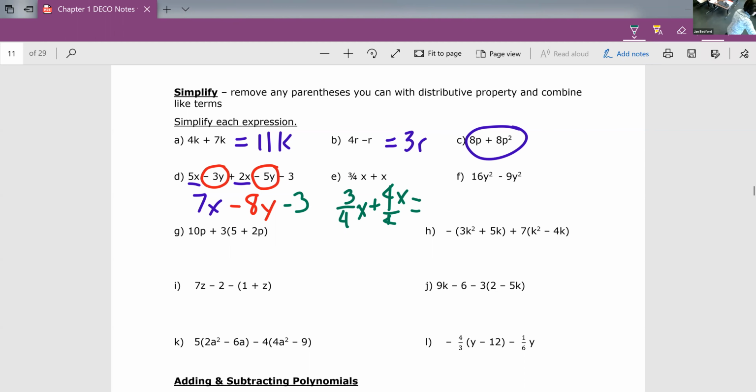7 over 4 times X. Okay, so you may have to use some of those rules we learned about working with fractions.